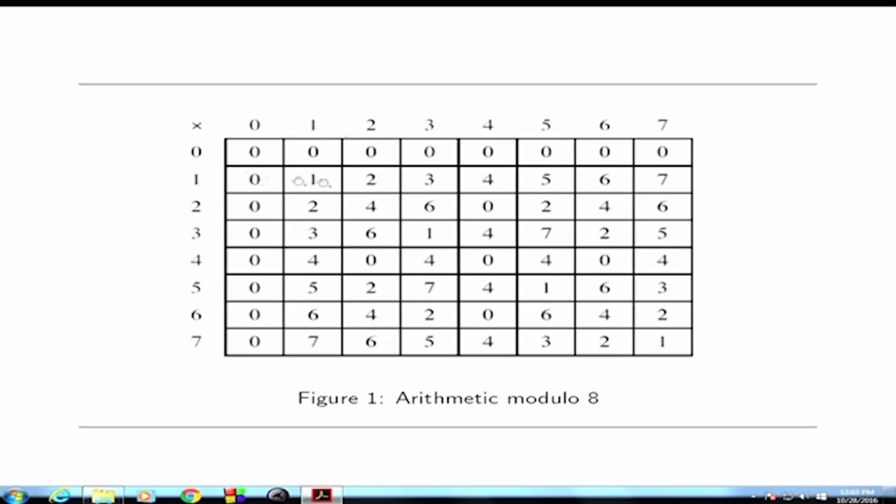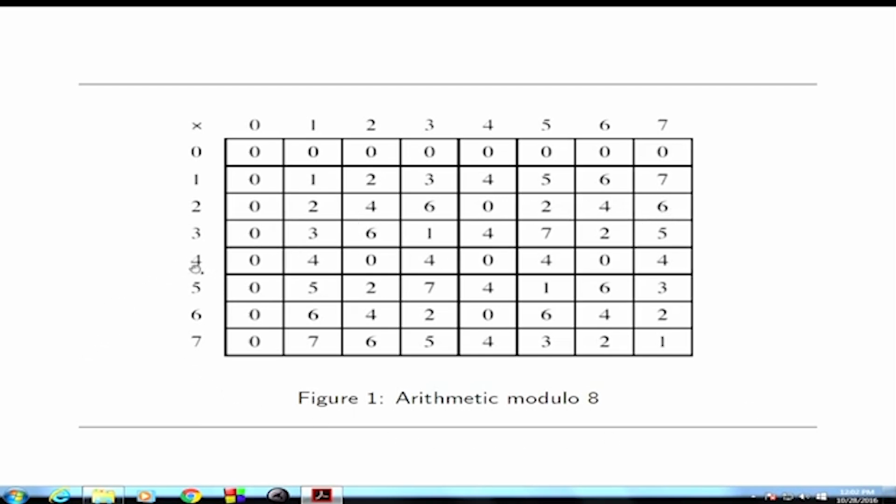So, this will all give us 0, 1 like this. 2, 2 into 1 is 2, 2 into 2 is 4. 2 into 4 is 8, but 8 mod 8 is 0. So, 2 into 5 is basically 10 and 10 mod 8 is 2. So, that is why it is like this. So, similarly we can verify the others.